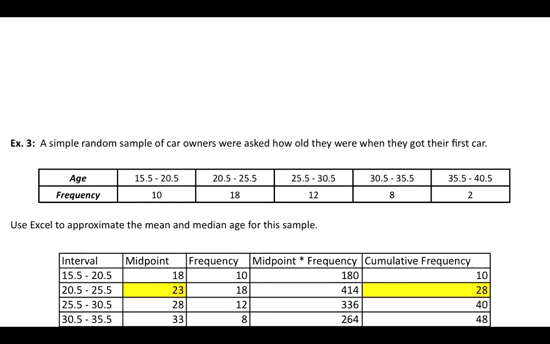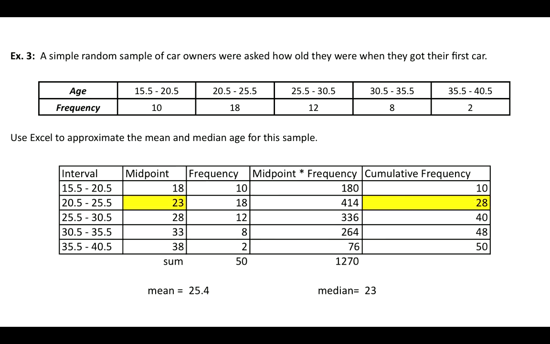Okay. So this right here is a simple random sample of car owners. And basically they were asked how old they were when they got their first car. So this is the data that's given. And what we're going to do is we're going to use Excel to reproduce this chart. So this chart is the answer. And so we're going to show you how to do this in Excel.